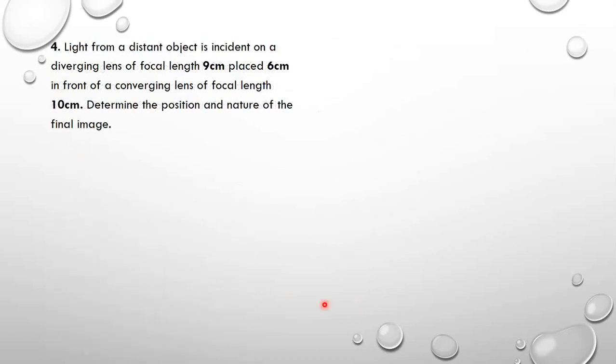Let's look at number 4. Light from a distant object is incident on a diverging lens of focal length 9 centimeters, placed 6 centimeters in front of a converging lens of focal length 10 centimeters. Determine the position and nature of the final image.